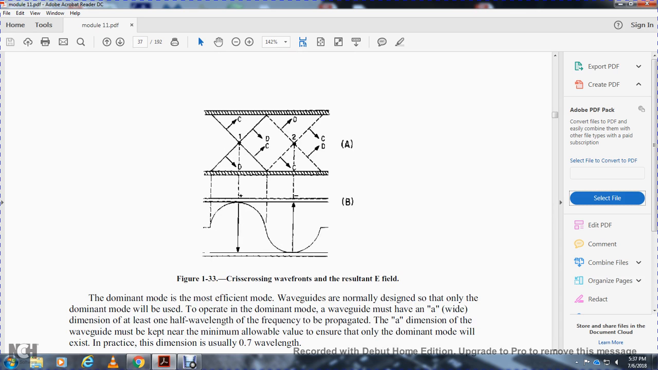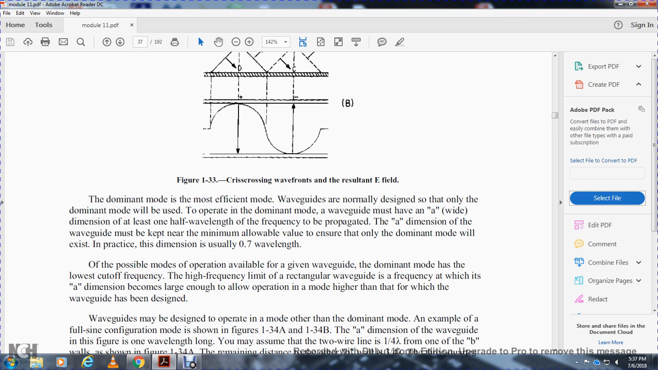Alright, so A and B show crisscrossing wavefronts of the resonant electric field. The dominant mode is the most efficient. Waveguides are normally designed to operate with only the dominant mode. To operate in the dominant mode, the waveguide must have a wide dimension of at least 1/2 the wavelength of the frequency to be propagated, the A dimension. The waveguide must be kept at the minimum allowable value to ensure that only the dominant mode will be exhibited. In practice, the dimension is about 0.7 of the wavelength.